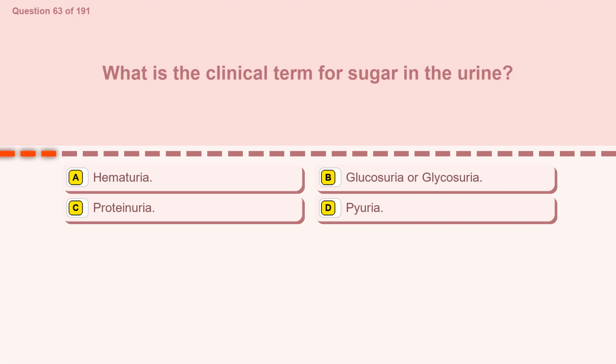Question 63. What is the clinical term for sugar in the urine? Option A. Hematuria. Option B. Glucosuria or glycosuria. Option C. Proteinuria. Option D. Pyuria.